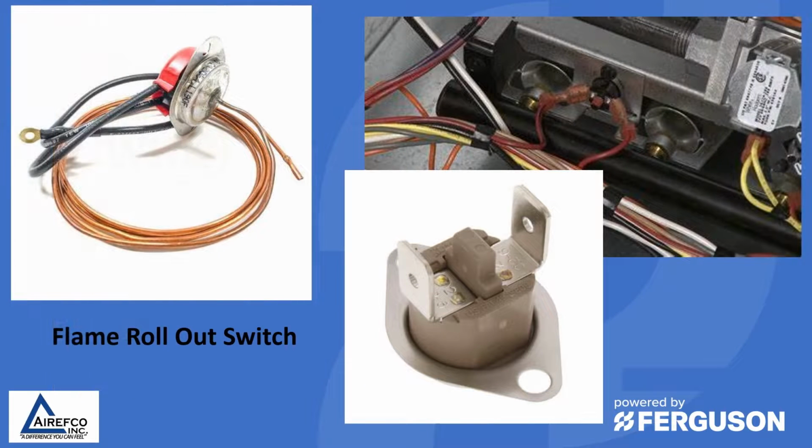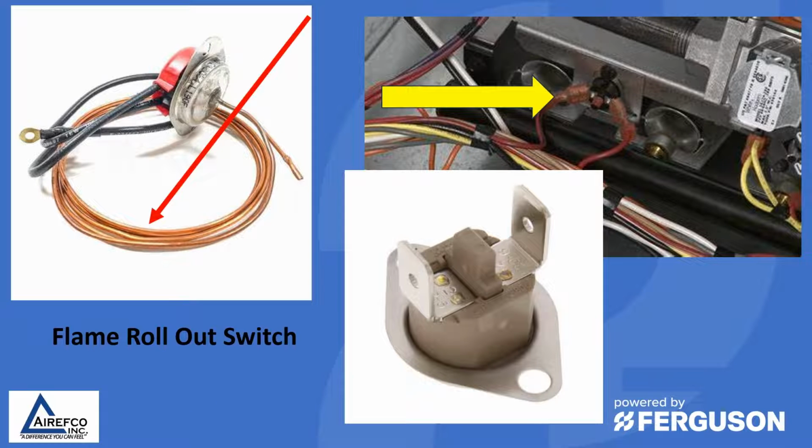The flame rollout switch is located at the back end of the burner compartment and is designed to shut down the furnace in case there's a blockage in the heat exchanger or some problem with the gas pressure. Another type of flame rollout switch is the capillary tube type, which is generally used on rooftop gas heat sections, where the capillary tube runs across the entire length of the burner rack, so that if there's rollout on any of the burners, it will detect that and shut the furnace down.